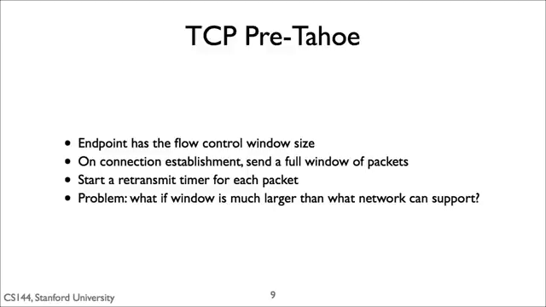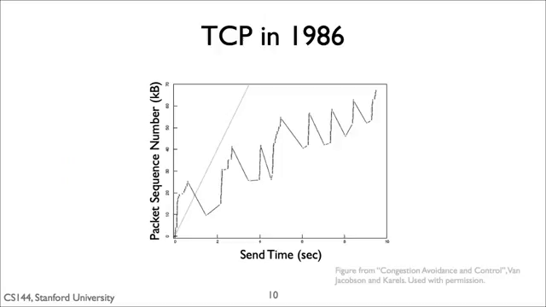This turns out to be a problem if the window is much larger than what the network can support. Suppose, for example, that the bottleneck link between two endpoints can only queue a few packets. As soon as the handshake completes, the sender sends 30 or more packets. After the first few fill up the bottleneck queue, the rest will be dropped. And this is exactly what was observed.